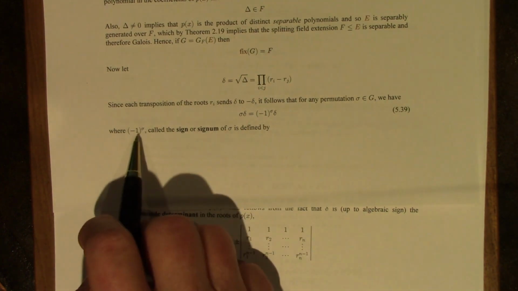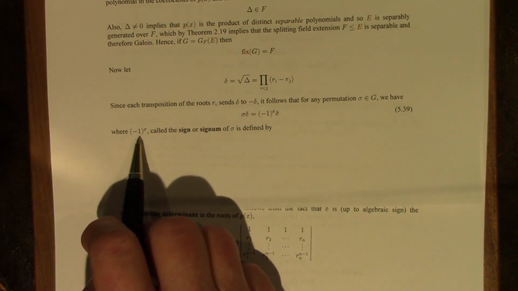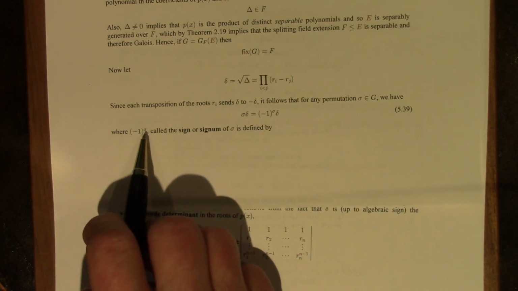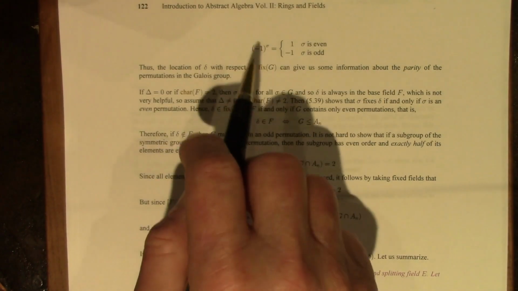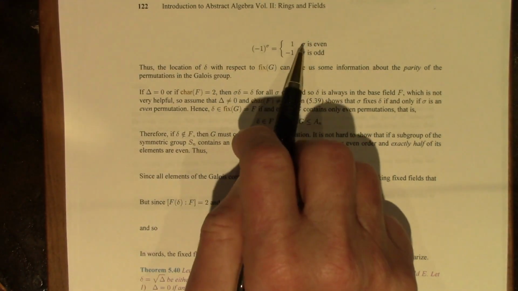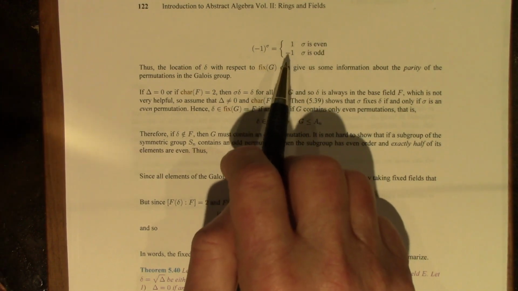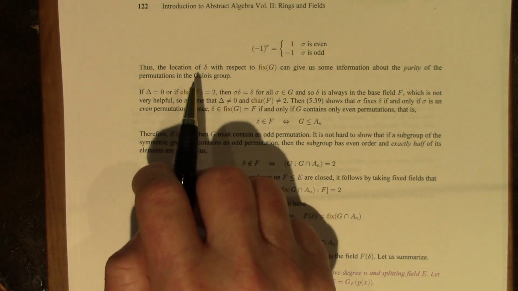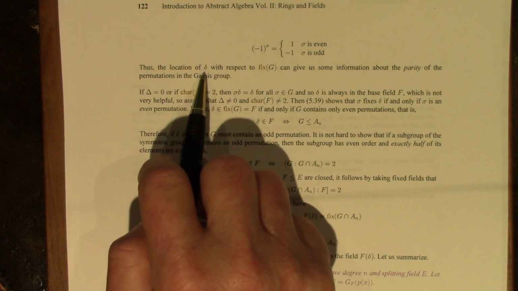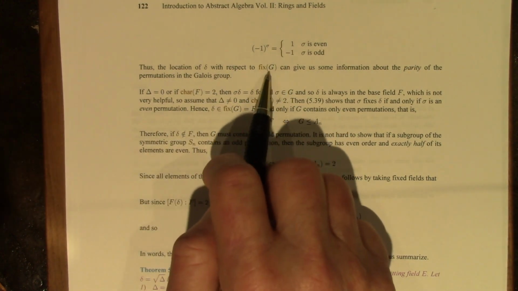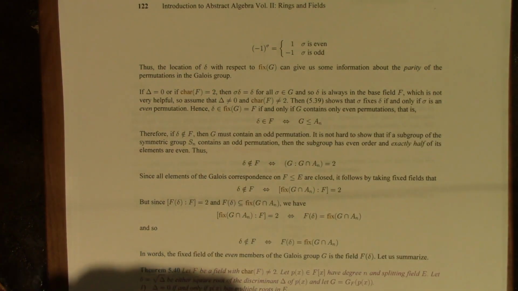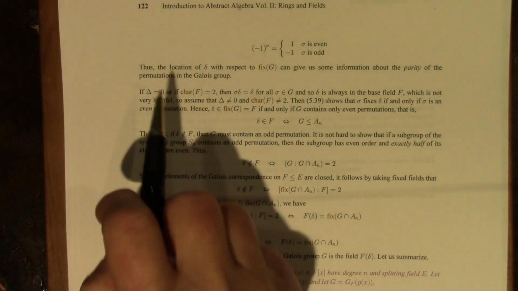This is a common notation, as we saw in the group theory lectures, for the sign or signum of the permutation sigma. It's defined this way: (-1)^sigma is 1 if sigma is an even permutation, and negative 1 if sigma is an odd permutation. So the location of little delta with respect to the fixed field of the Galois group can give us some information about the parity of the permutations in the Galois group.